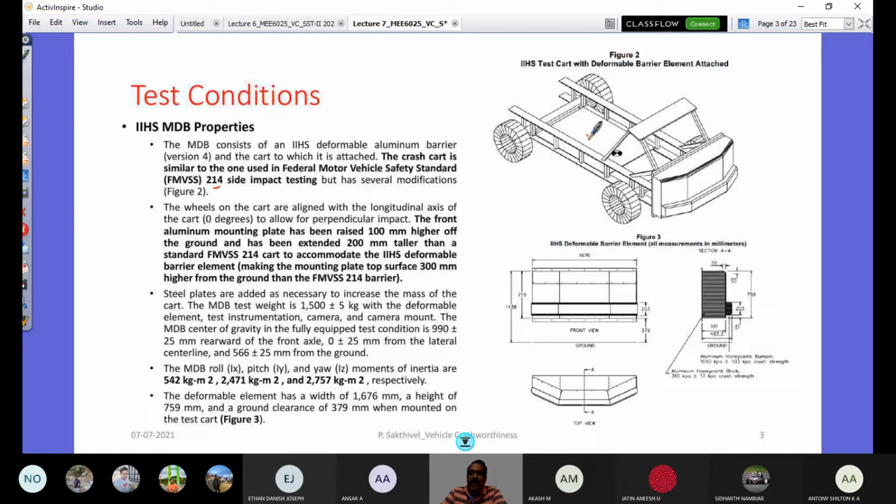So what is the difference between the frontal offset test and this test? In the frontal offset test, we have witnessed that the test vehicle is propelled towards the rigid frontal barrier, where the front portion again has a deformable barrier with honeycomb structure. Now in the side impact test, the test vehicle is just freely kept as a target, and this MDB is propelled through the propulsion system to hit the vehicle at a right angle. Here also it has some honeycomb structure, and the details are given in this picture.